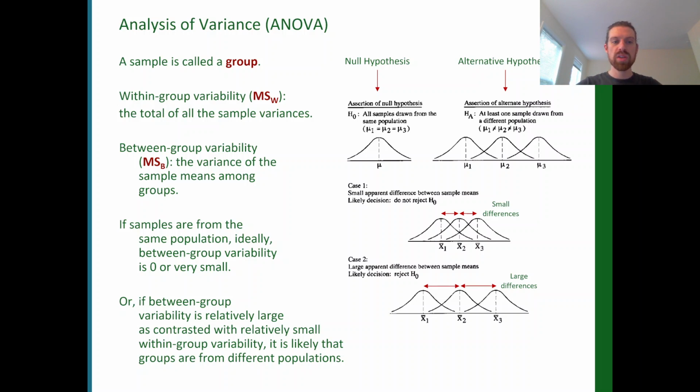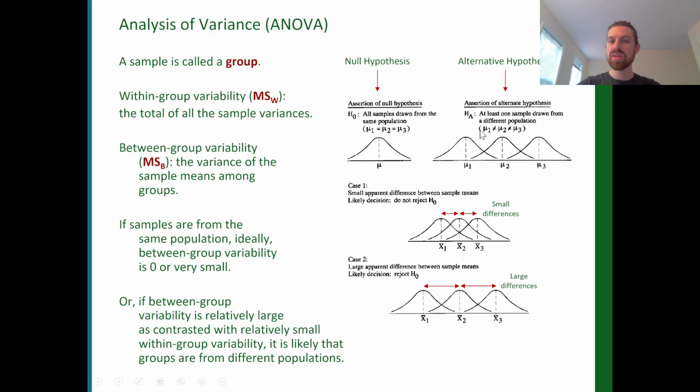Okay, so if the samples are from the same population, ideally the between group variability will be very small, but if they're not, then the between group variability will be very large. So the null hypothesis here is that the means of these samples are all the same, okay? So there's just one distribution here because they're all overlapping, mu1, mu2, mu3.